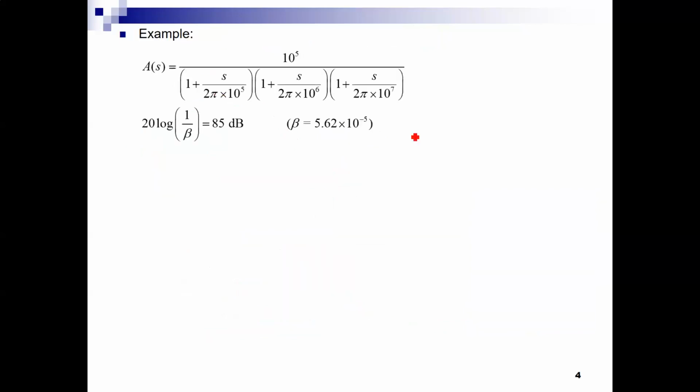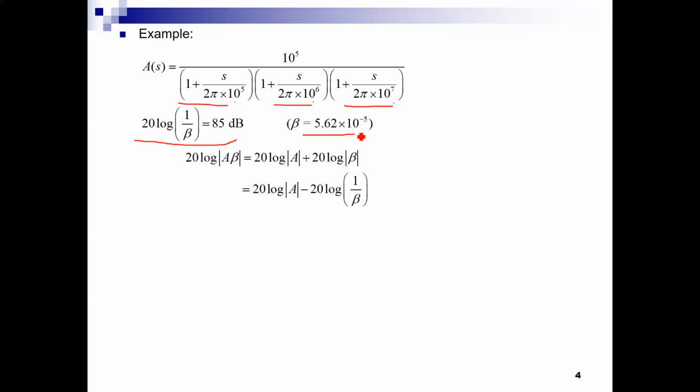Now, next slide. An example, and he tells me, let me assume that A of S has 3 poles, at 10 to the 5, 10 to the 6, and 10 to the 7. And he says, I'm going to start to make you familiar with this term. I'm not going to give you beta. We know that beta is this quantity, a very small constant. I'm going to tell you that 20 log 1 over beta is 85 dB. So I'm trying to give you a complex thing, but this will simplify your life next.